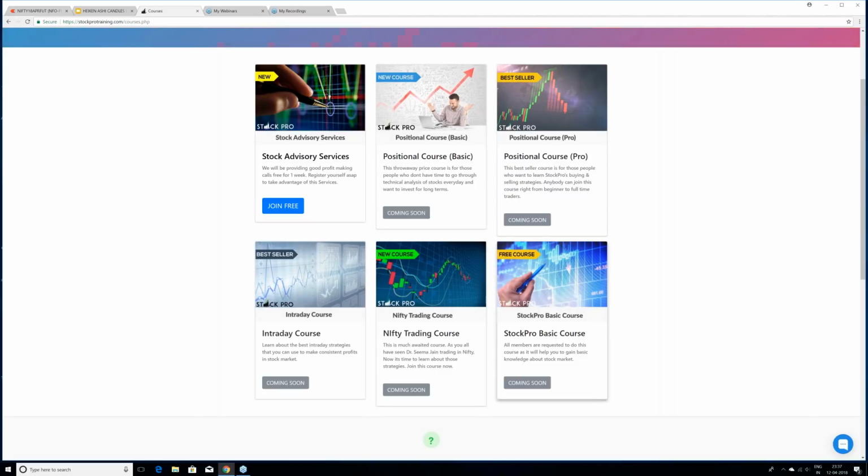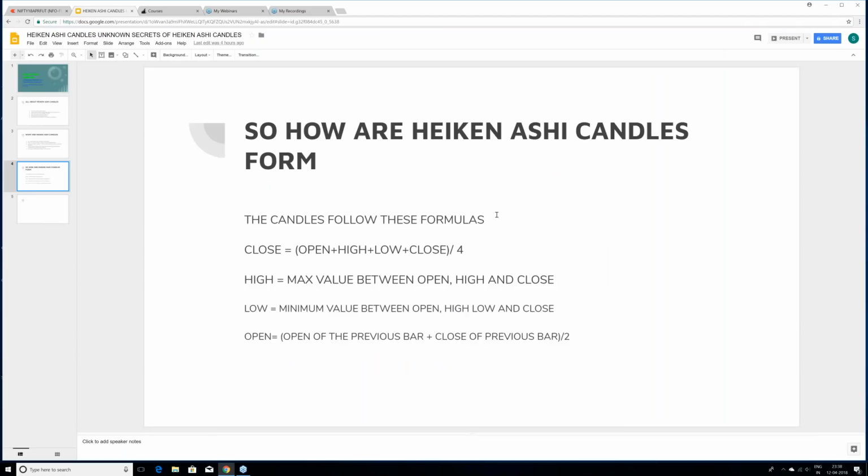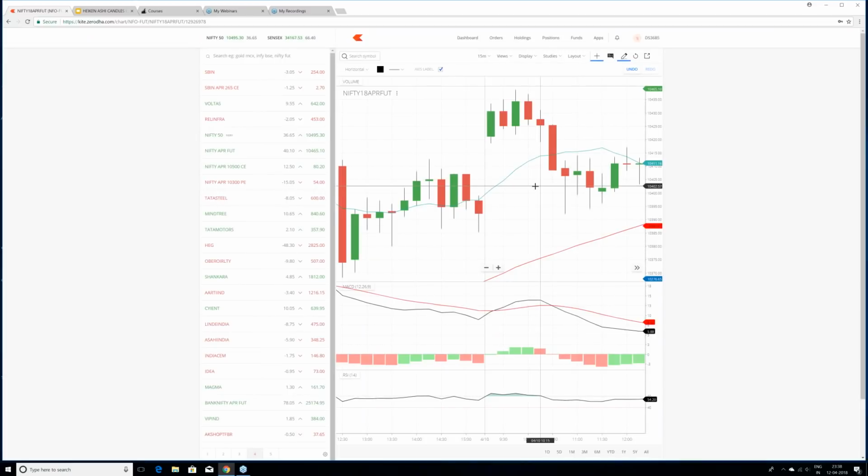So today's class, all that I've done is that today we have started a fresh course about Heiken Ashi candles. Really understand it. I'm going to give you beautiful, simple techniques to trade in the market, right?